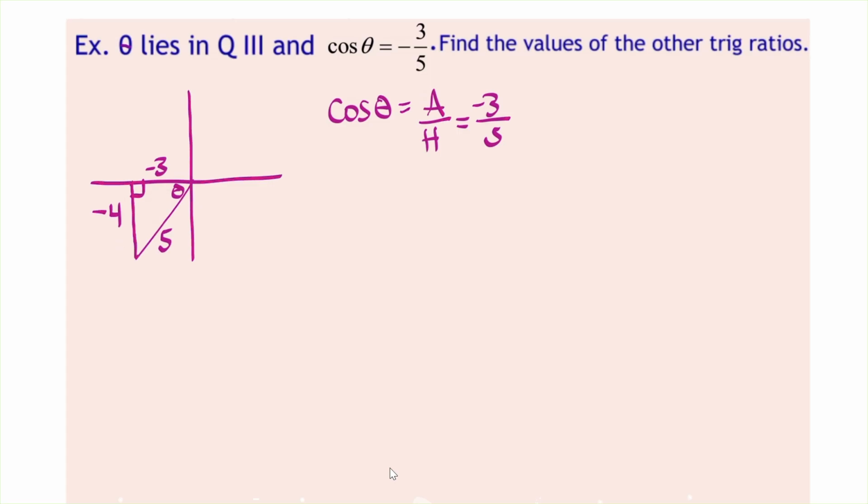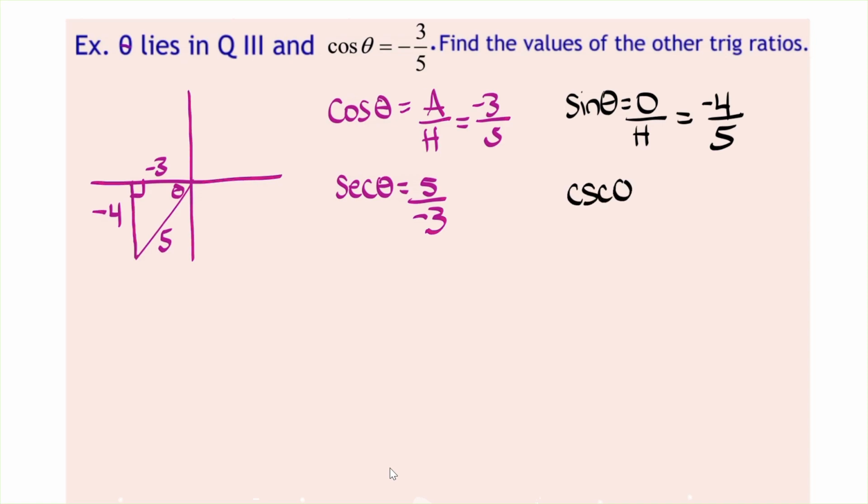So once I have my triangle, I can just find the other trig ratios. Because I know cosine, I know secant because they are reciprocals. So I get 5 over negative 3. We know sine of theta is opposite over hypotenuse. So when I look at my angle, I'm going to go opposite that angle to the other side of the triangle. I see my opposite side is at negative 4. We know our hypotenuse is 5. Our reciprocal to sine is cosecant. So all I have to do is flip that puppy over.